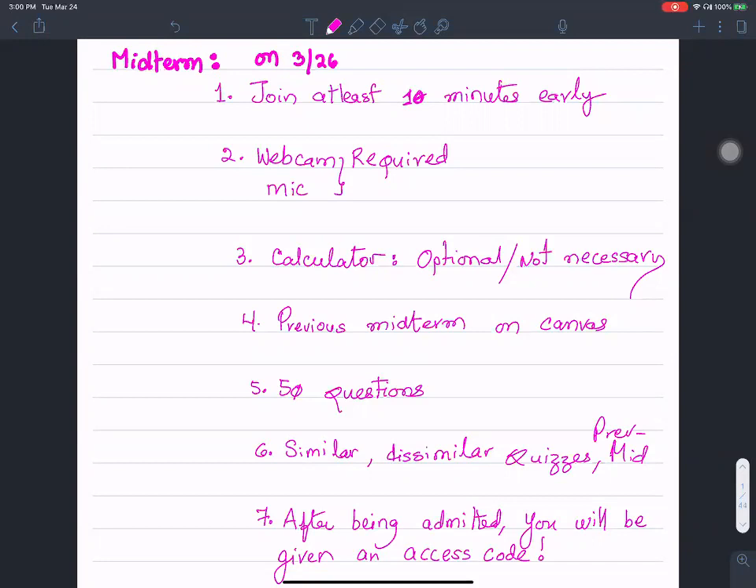A couple of quick important points about the upcoming midterm. On Thursday, it will be during the class time. It will be on Canvas. I created the midterms, and they're available on Canvas now. They will open up just 5 minutes before the class time. Okay, a couple of quick suggestions.